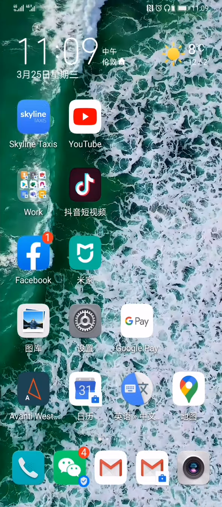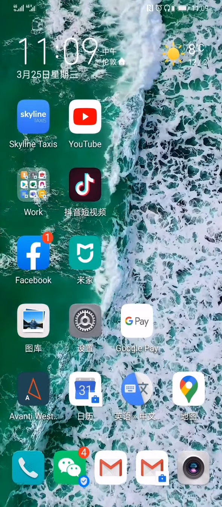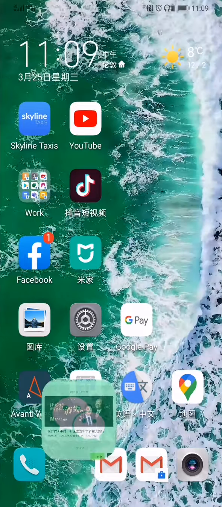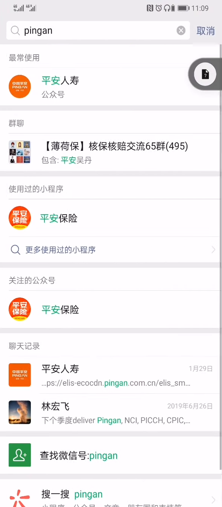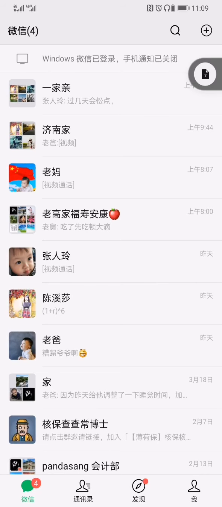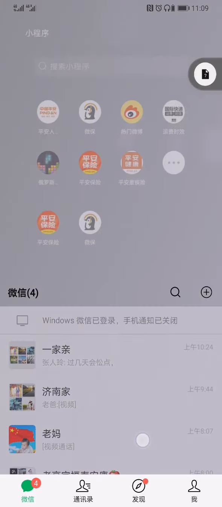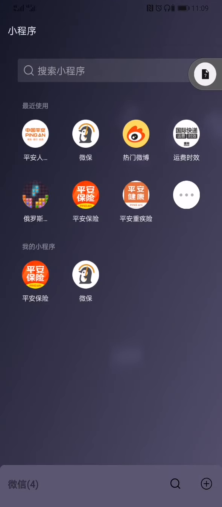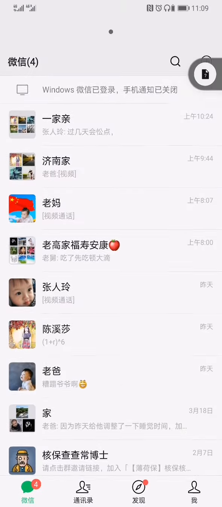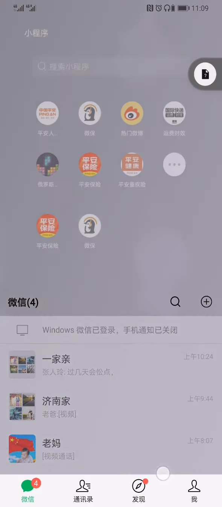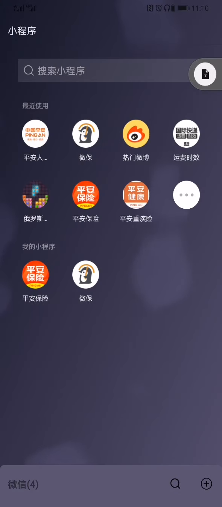Hi, this is a demo of how underwriting can be done in WeChat scenario 2, which is for insurers who have built their own mini program on the WeChat platform, and within their mini program, they have their own underwriting engine.